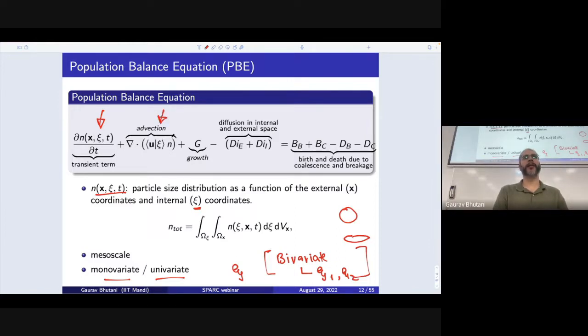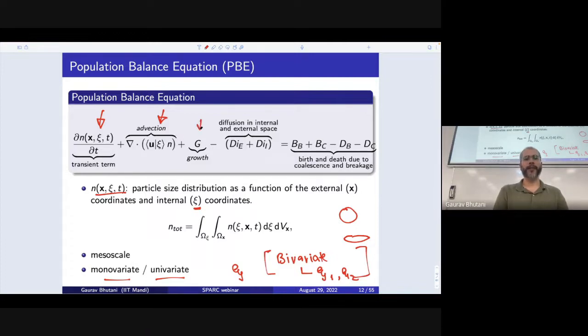So if my bubbles are moving because of a flow field from left to right, for example, in that case, my population at a given point in space will change. Because if the large particles move from left to right, on the right hand side my large particles will increase with time. Okay, so that's the advection effect or the convection effect.